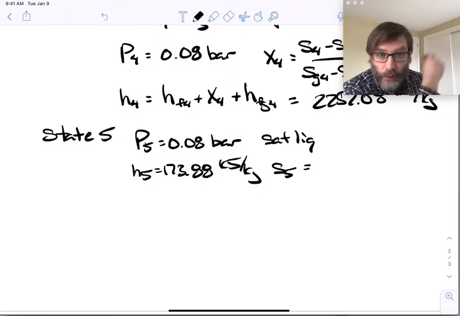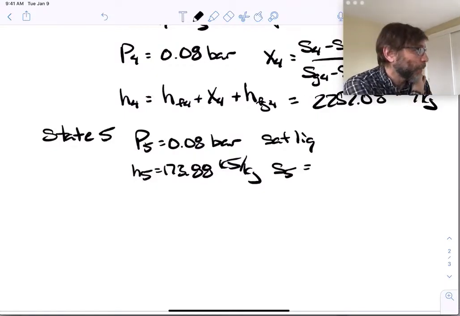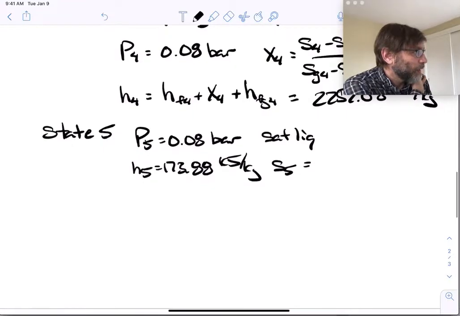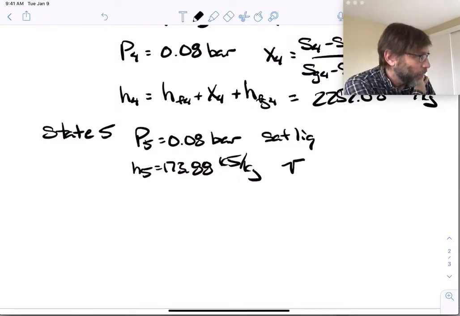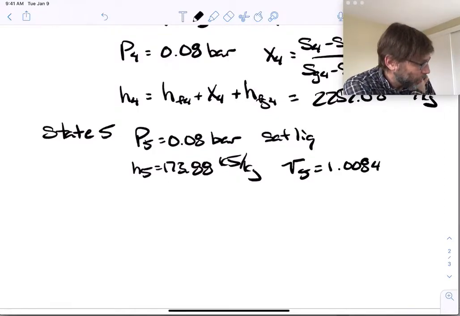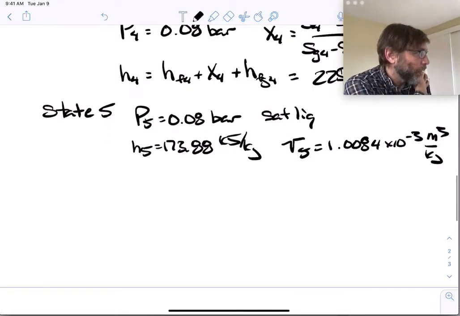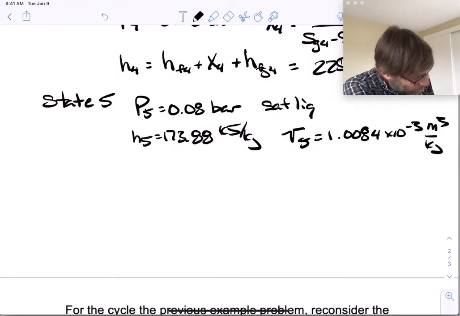And what is S5? We need to know S5 because we have an isentropic pump. Oh no, we do VDP. We can do VDP for isentropic. So V5 equals 1.0084 times 10 to the negative third meter cubed per kilogram. Okay, so it's essentially 1,000 kilograms per meter cubed like water. And then state 6.